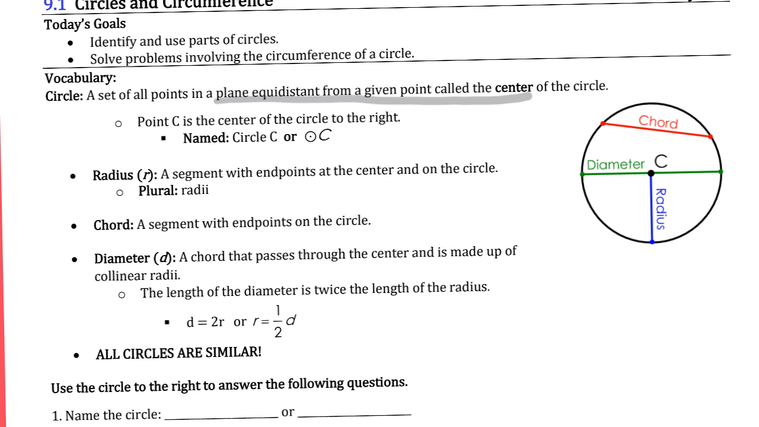So that's how we name our circle. We could call it circle C, or we could draw a circle and write C. And so that's how we would name the circle to the right. You name it by the center, and you can either use the word circle or draw a circle.